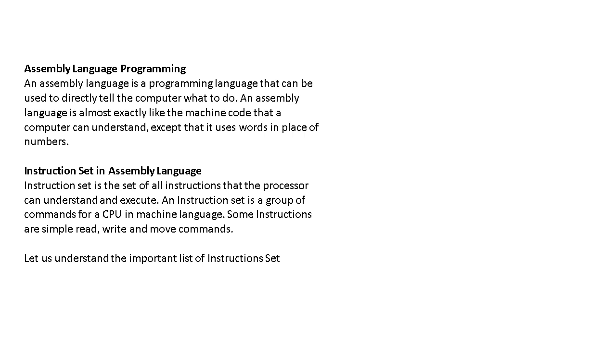Instruction set in assembly language programming. Instruction set is the set of all instructions that the processor can understand and execute. An instruction set is a group of commands for a CPU in machine language. Some instructions are simply read, write, and move commands. Let us understand the important list of instruction sets.